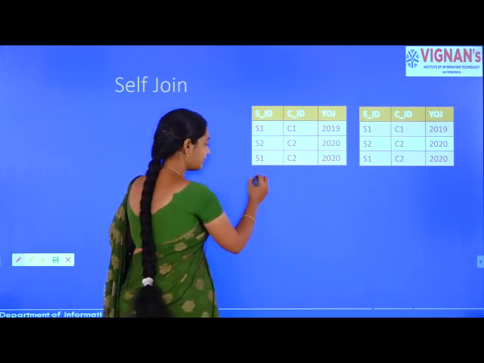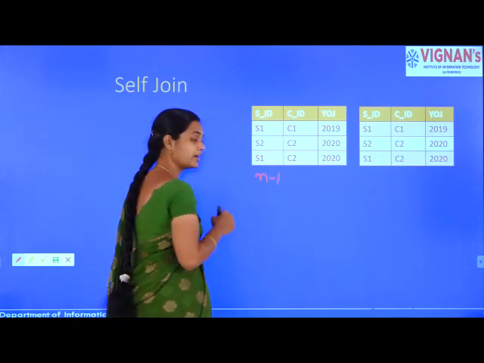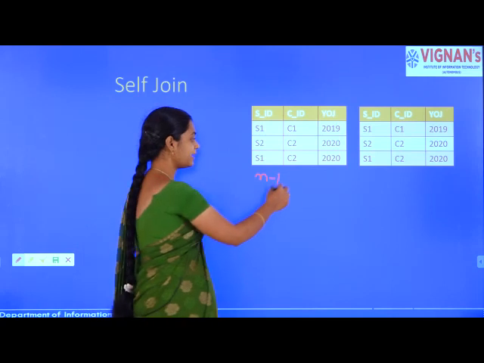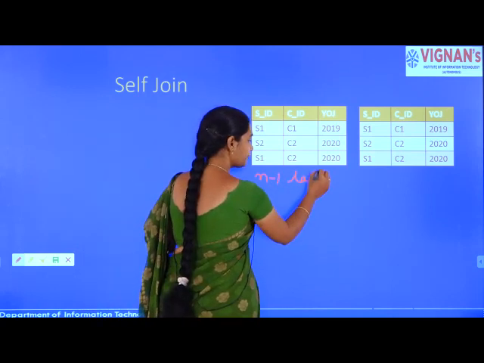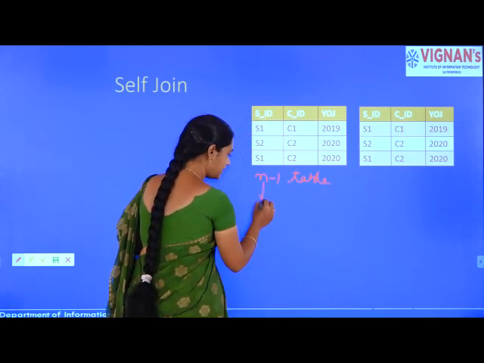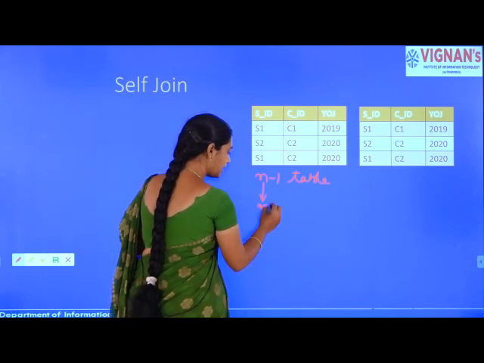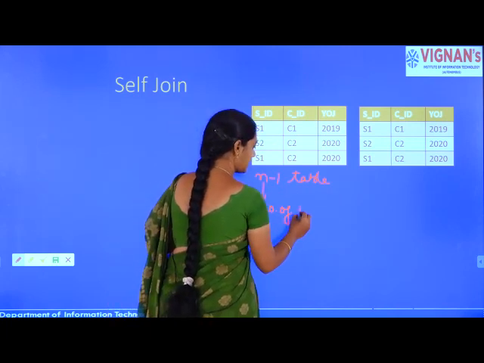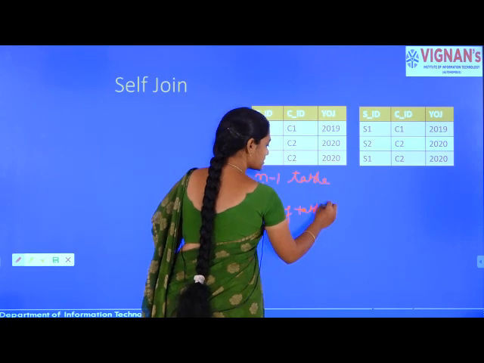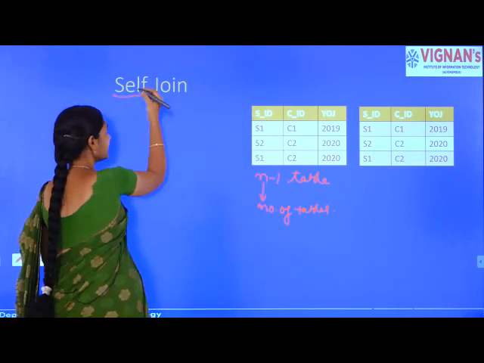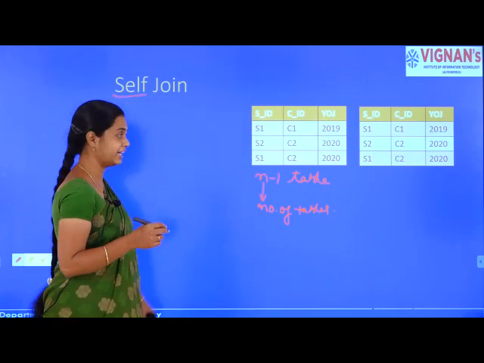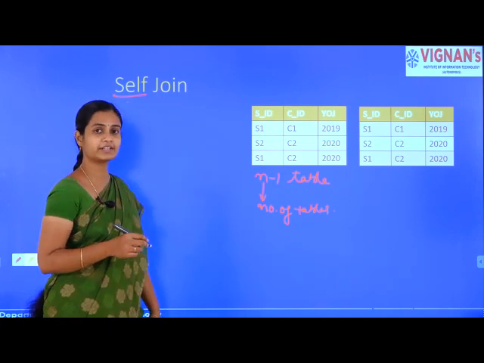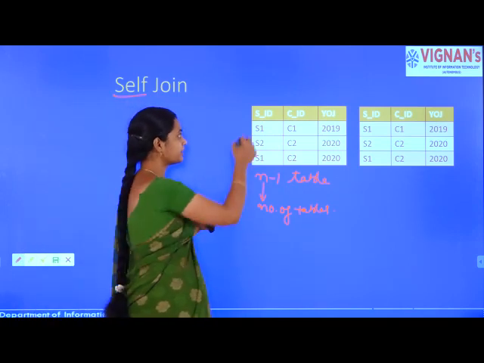stands for. So how many tables should we have for joining? We should have n minus 1 tables for joining, where n specifies the number of tables. So simply by the name itself you can say that we are self-joining the relation. Okay, we are self-joining the relation.